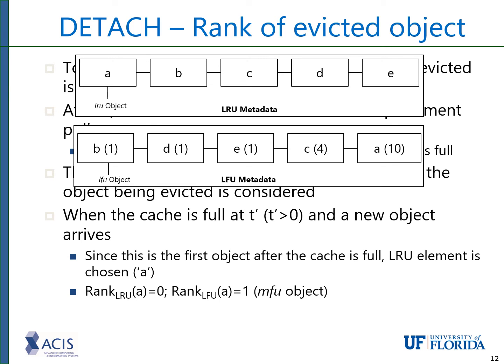Since this is the first object after the cache is full, the LRU element is chosen, which is A in this particular case. Computing the rank of A with respect to the LRU metadata, we see that it is 0, and the rank of A with respect to the LFU metadata is 1 since it's the most frequently used object. We can clearly see from this example that the rank of the evicted object with respect to the active replacement policy is always 0, and we only obtain useful information from the rank of the same object with respect to the inactive replacement policy. Thus, when we refer to the rank of the evicted object, we always refer to the rank computed from the inactive replacement policy.